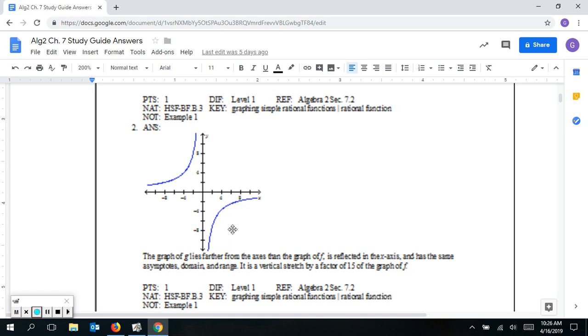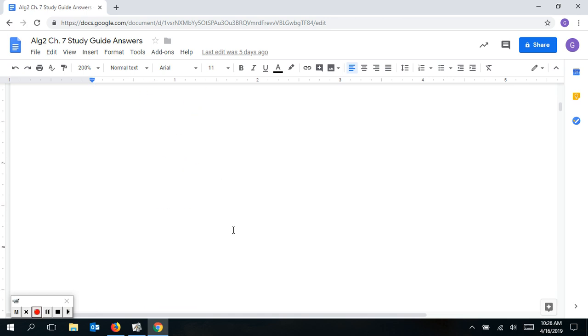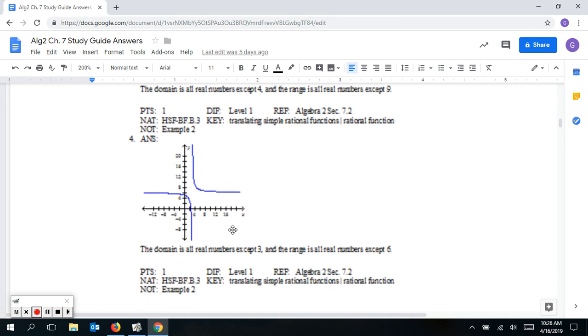That's because it is a negative 15 on the top. Number 4. Here's number 4. You can see the branches here would be in 1 and 3. The situation says the domain is all the real numbers except 3. The range is all the real numbers except 6. So that would mean our asymptotes would be at 3 and 6. X equals 3 right here, and y equals 6. That's where the asymptotes would be. And you can see it's going to be on this one 3. It's going to be a little further away than the 1 would normally be.